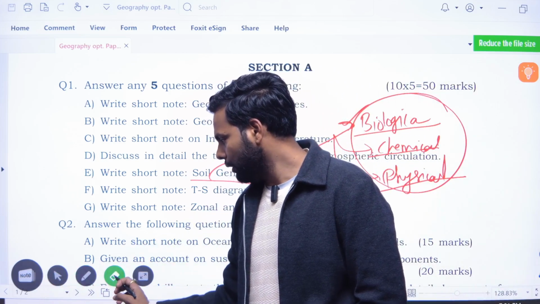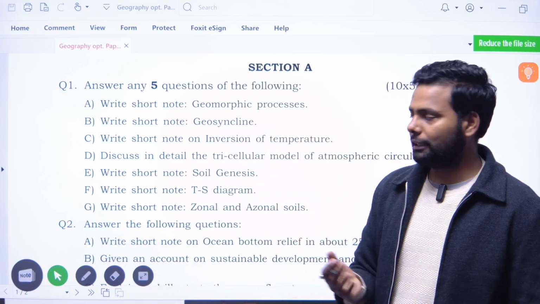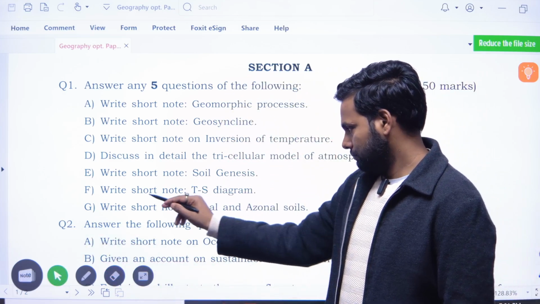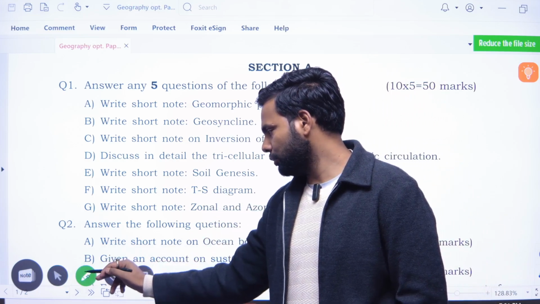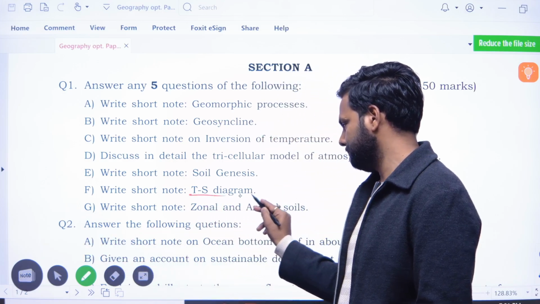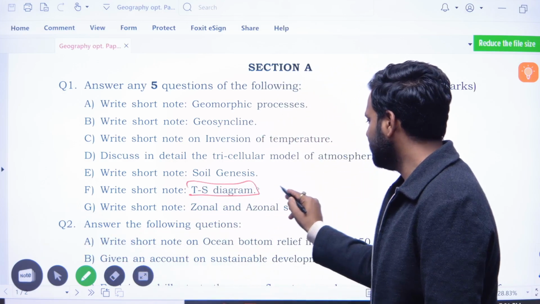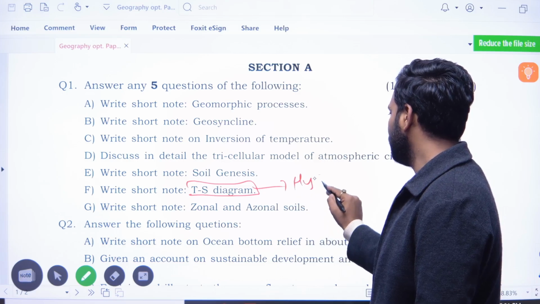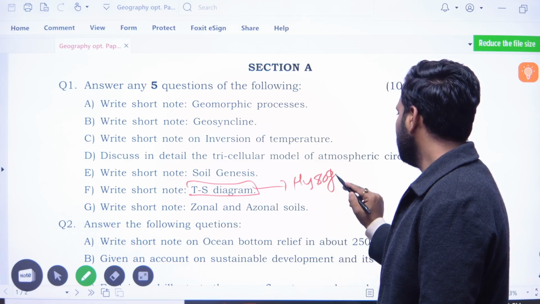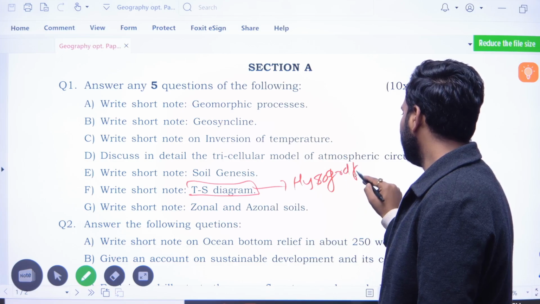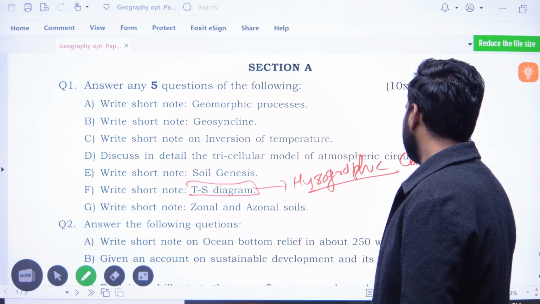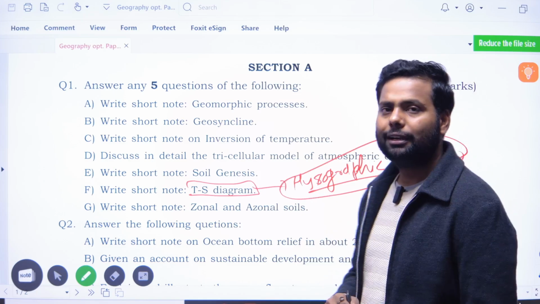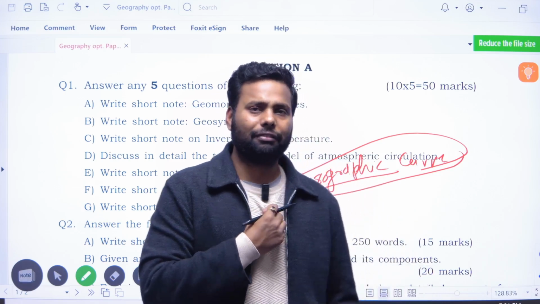Okay, now we are again moving to another question. Write short notes on the TS diagram. The TS diagram is also known as the hypsographic curve. The TS diagram is also the hypsographic curve.